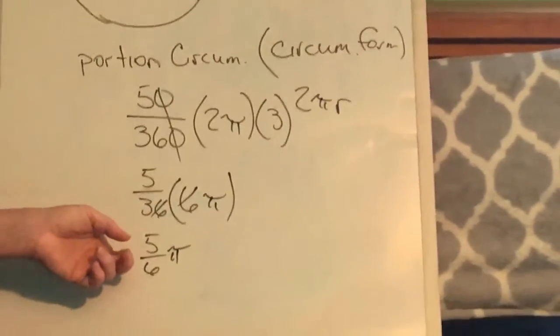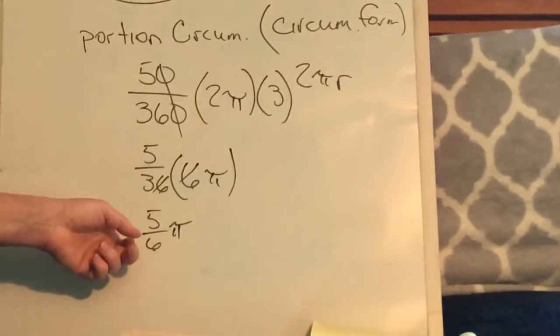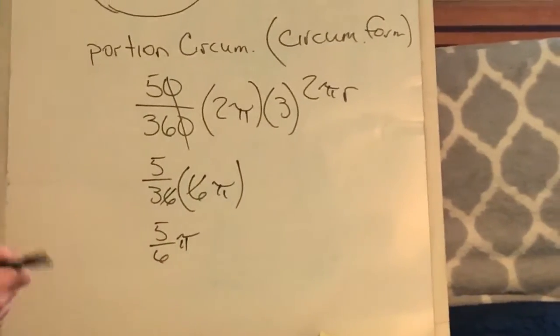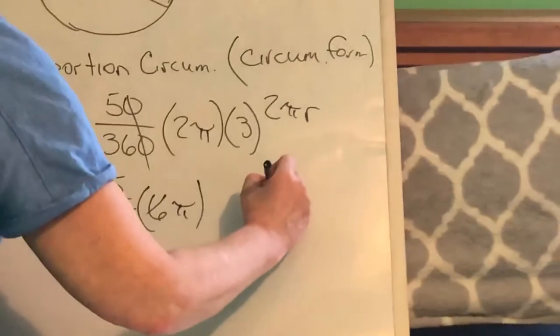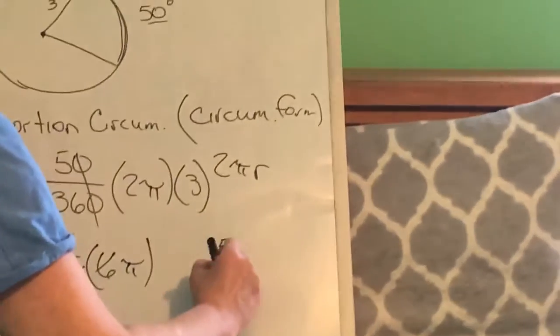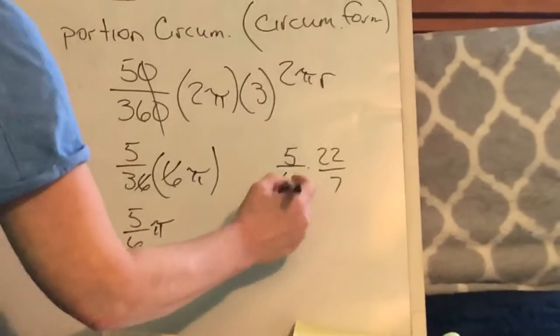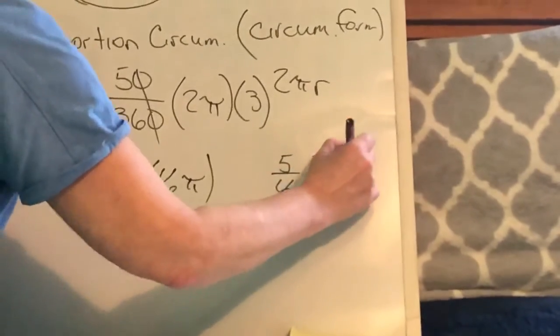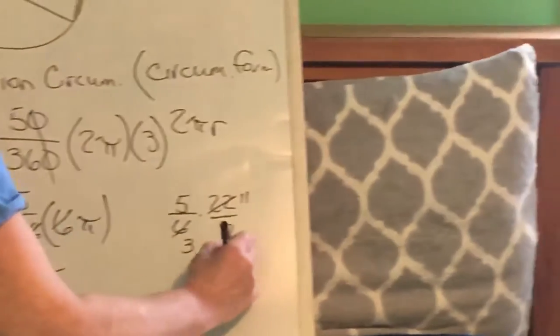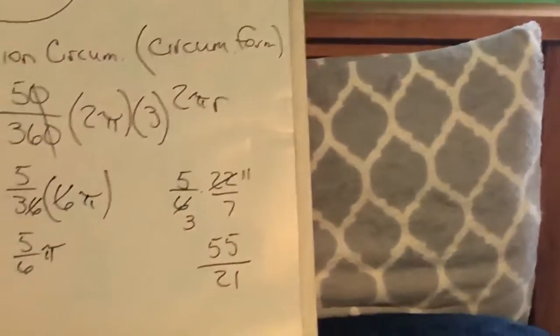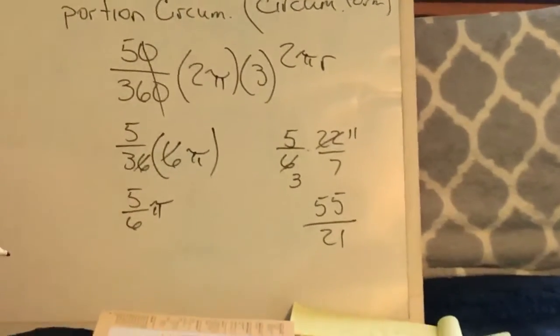Now, if that's what the formula asks for, we'll keep 5/6 pi. Maybe they told you to use 22/7 as an estimate, in which case I would say 5/6 times 22/7, replacing that for my pi, and we would need to do some cancellation here. 55 over 21, and think about whether or not that's reduced.